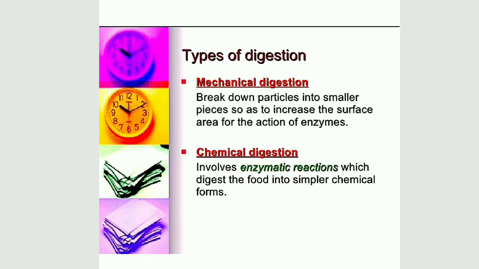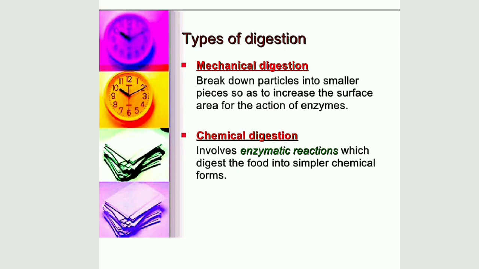Just look at the types of digestion. Digestion starts even when you put the food in your mouth. There are two steps of digestion. First is mechanical digestion, second is chemical digestion. Today we are dealing with mechanical digestion. It is the breakdown of particles into smaller pieces so as to increase the surface area for the action of enzymes. Enzymes are certain chemicals which break down the food by reacting with it. We will learn about it in the next part.